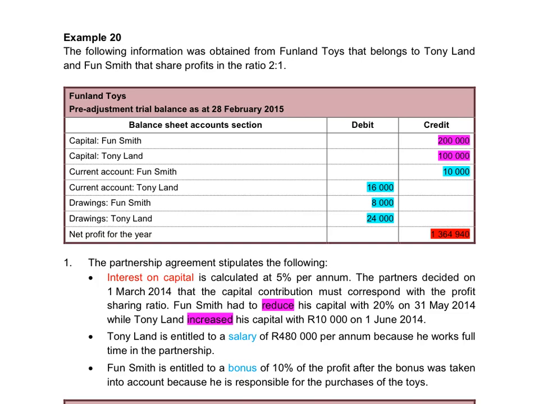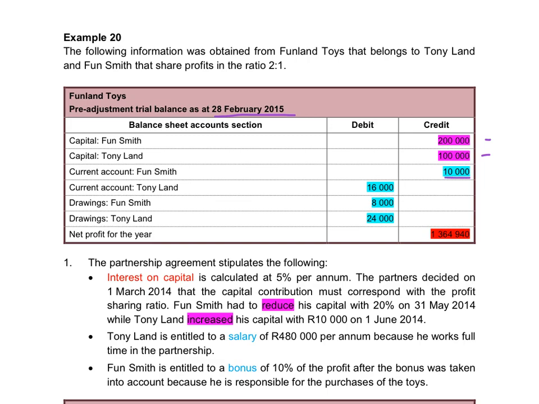Good morning. We will pay attention to the notes today. Remember that the notes are a summary of your capital account and your current account. In this exercise, they give us the capital amounts, that is the balances at the end of the year. So after there was an increase and a decrease in the capital, you have to work backwards to determine what the opening balances were.